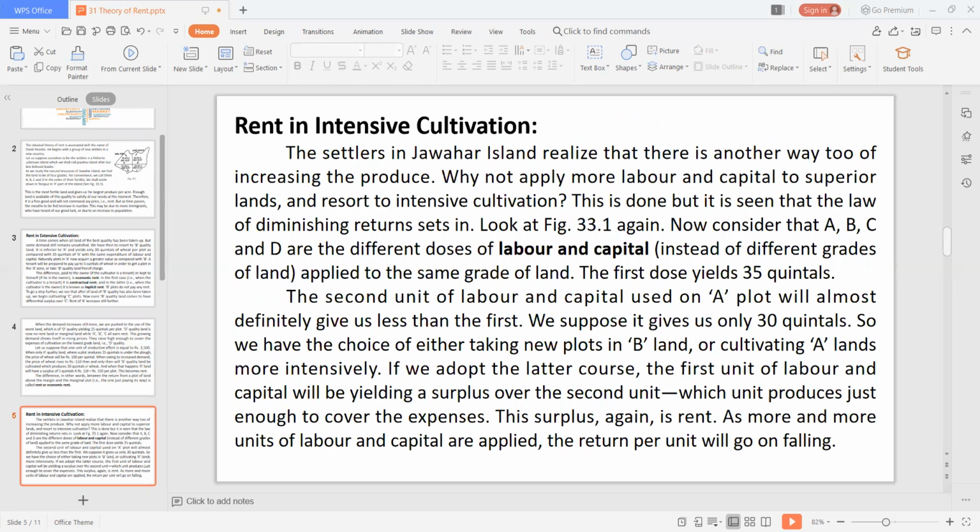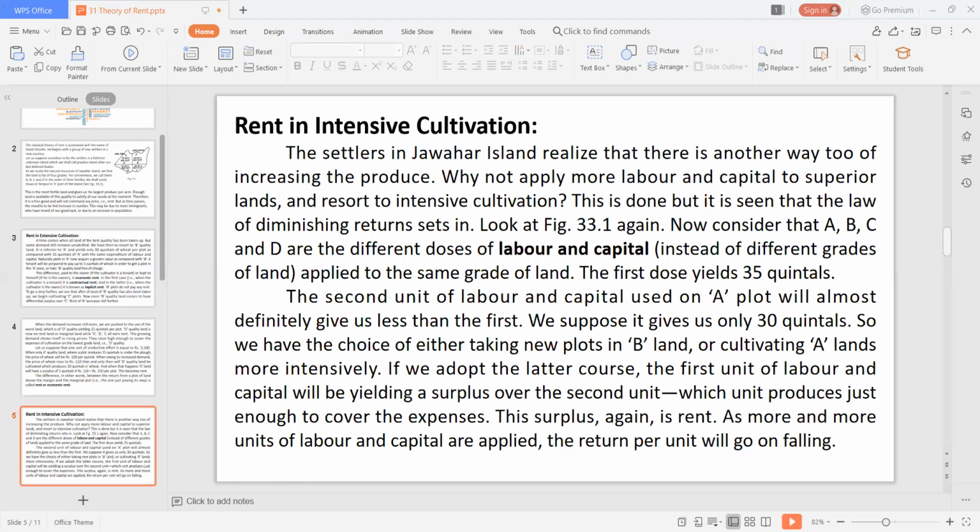Now, let's discuss further. The settlers in the Jawahar Island realized that there is another way to increase the produce. Why not apply more labor and capital to the superior land and resort to intensive cultivation, because that gives better return. So why don't we apply more laborers and more investment in that particular land? This is done, but it seems that the law of diminishing returns also applies.